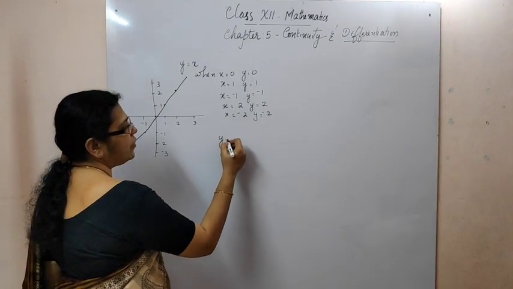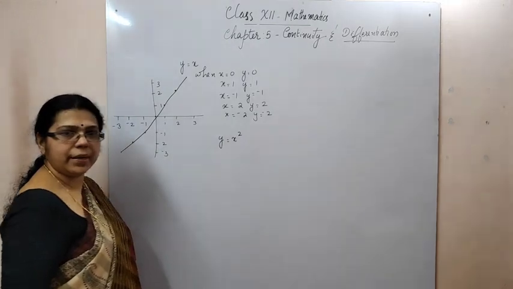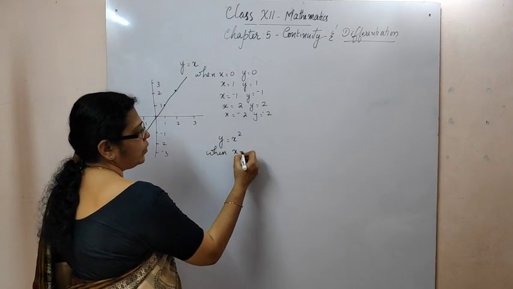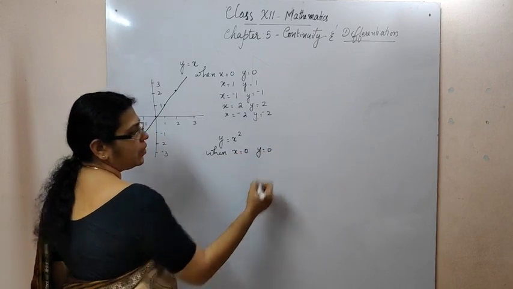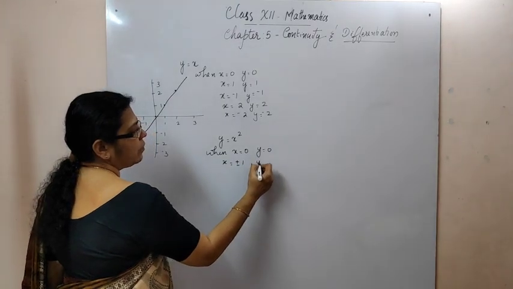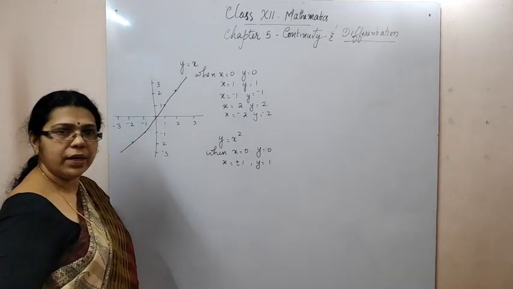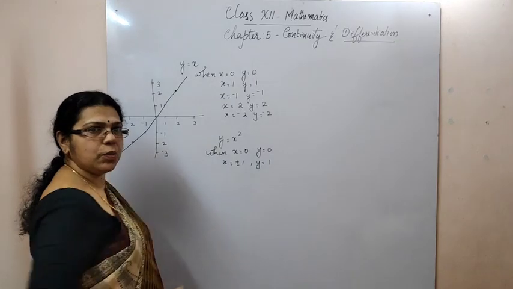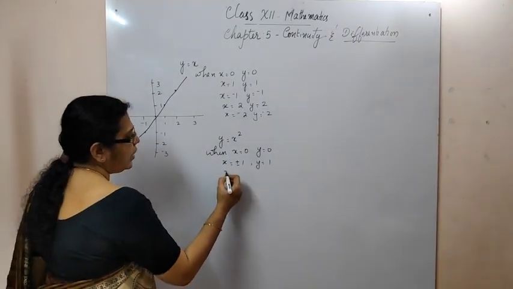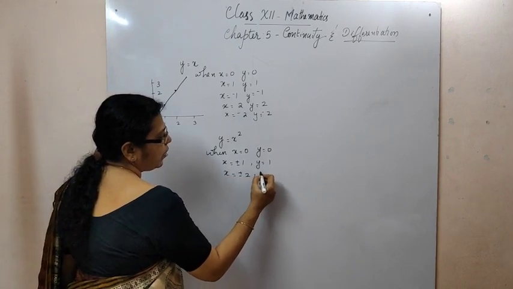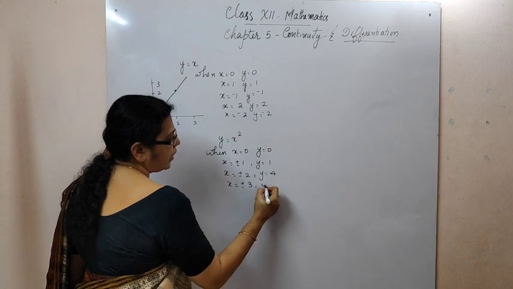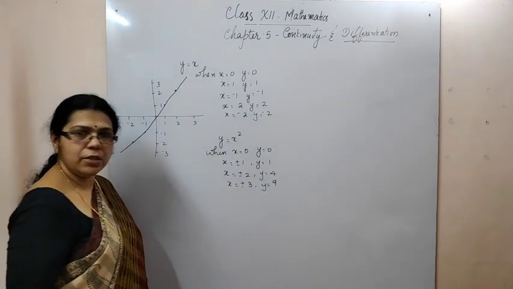Now let me take another function. y is equal to x square. When x is equal to 0, what is the value of y? y is equal to 0. When x is equal to plus or minus 1, what does the y value give you? 1. That is, x is equal to 1, y is 1. x is equal to minus 1 also gives you y value as 1. x is equal to plus or minus 2, y value is what? 4. x is equal to plus or minus 3, y value is what? 3 square, 9, and so on.